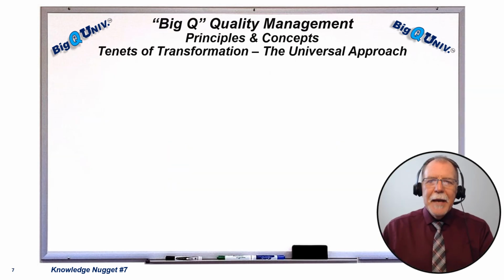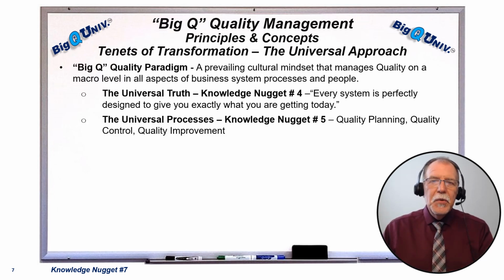So let's close by recapping this journey we've been on discussing Big Q quality management and tenets of transformation. We first talked about what Big Q quality management was, and we described it as a prevailing cultural mindset that manages quality on a macro level in all aspects of business system processes and people. We then explored the first tenet of transformation I called the universal truth. Every system is perfectly designed to give you exactly what you're getting today. And then the second tenet of transformation that we called the universal processes: quality planning, quality control, and quality improvement.